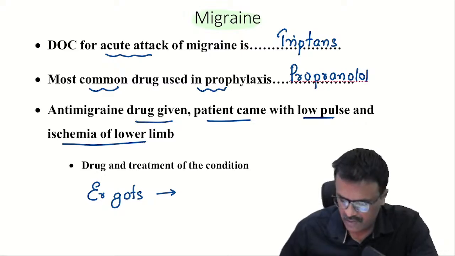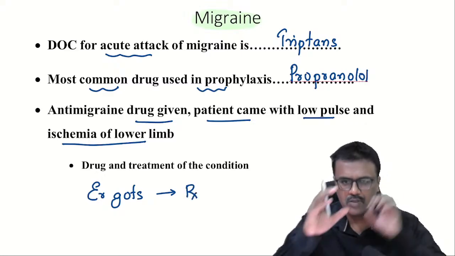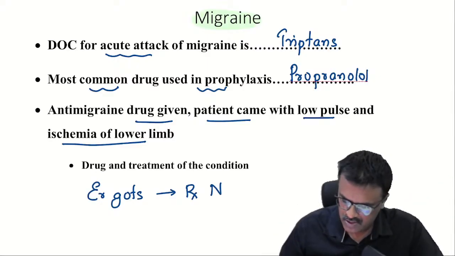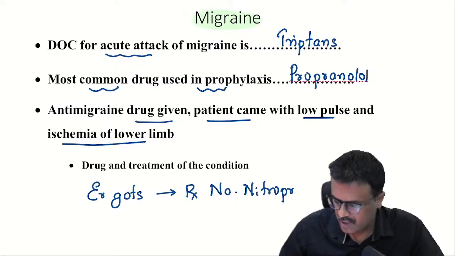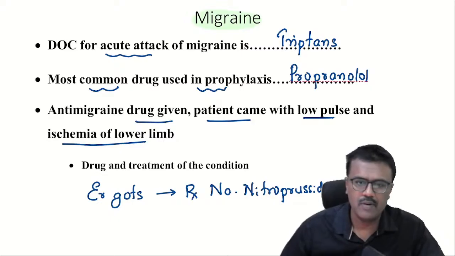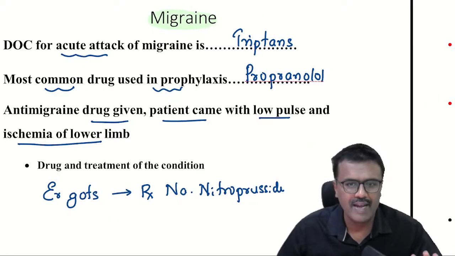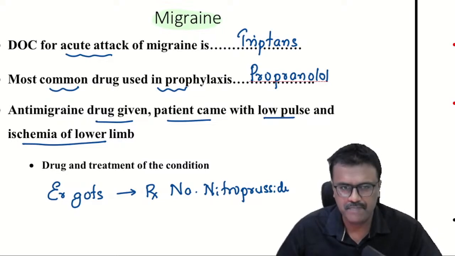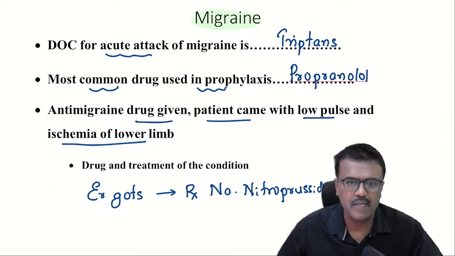What is the treatment for this? There is a vasoconstriction. What is the treatment? Vasodilation. So what is the drug which is preferred? Immediately it will work. Sodium nitroprusside. Why? Because it is an IV drug, short acting, and it will dilate both artery and vein equally. So that is how we manage ergot induced vasospasms.